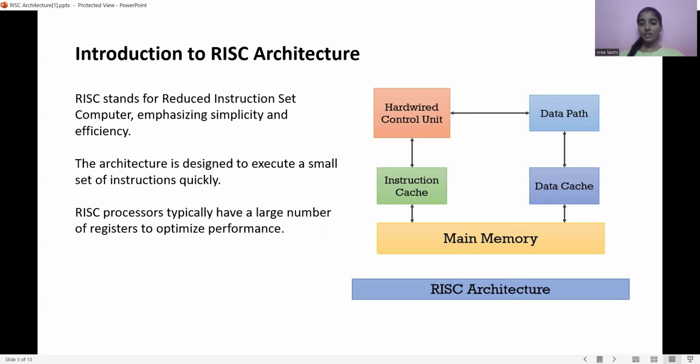Here is the data path, the control unit, then the instruction cache, then the main memory. This is the RISC architecture. This is mainly used to design and execute a small set of instructions very quickly.